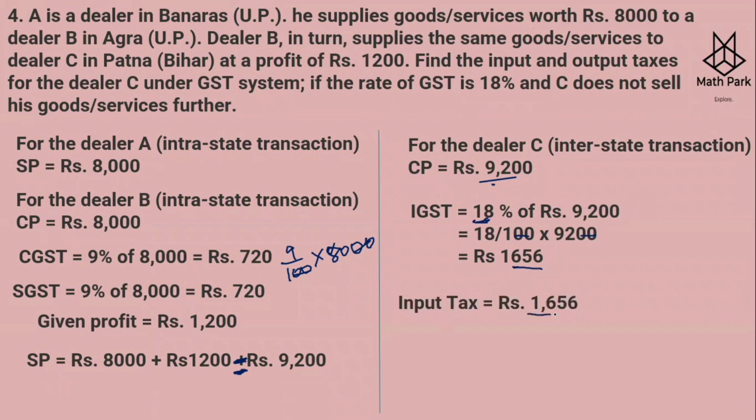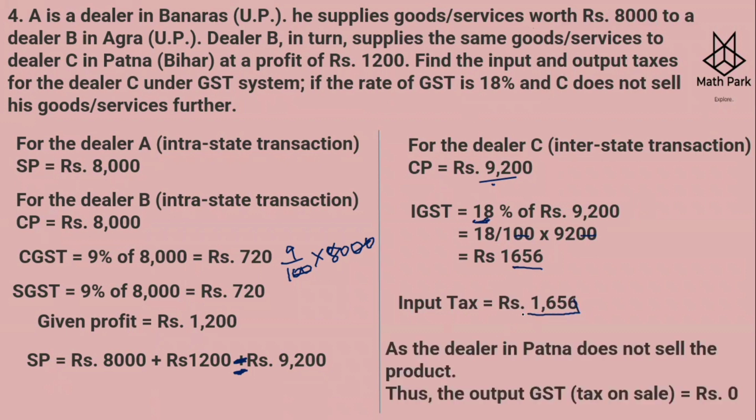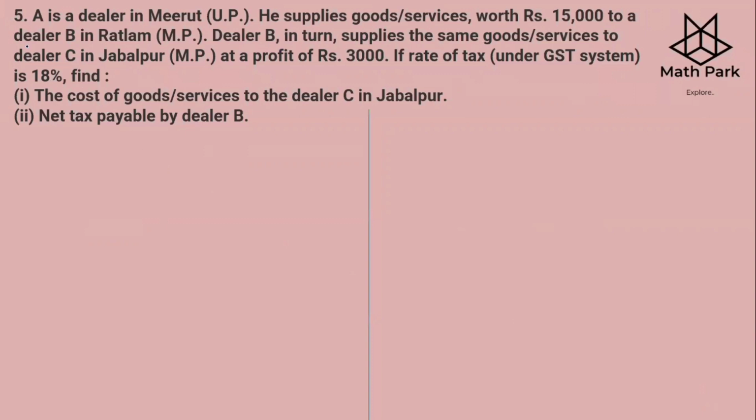So this is input taxes at the time of purchase. It is 1,656. Okay. Then as the dealer in Patna, that is dealer C, does not sell his goods services further, the output GST on the sale is going to be rupees 0. Clear? Question number 5.